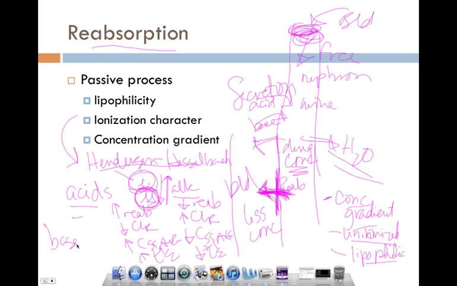Bases are the opposite. Bases put unionized over ionized. So in an alkaline environment, it's going to be more unionized, therefore favoring reabsorption, and you're going to be in this situation. If it's in a more acid environment, it's going to be more ionized, and therefore it's going to have a decrease in reabsorption, increase in clearance, and so on. So you need to be able to follow all this through. How do you find a change in concentration gradient?